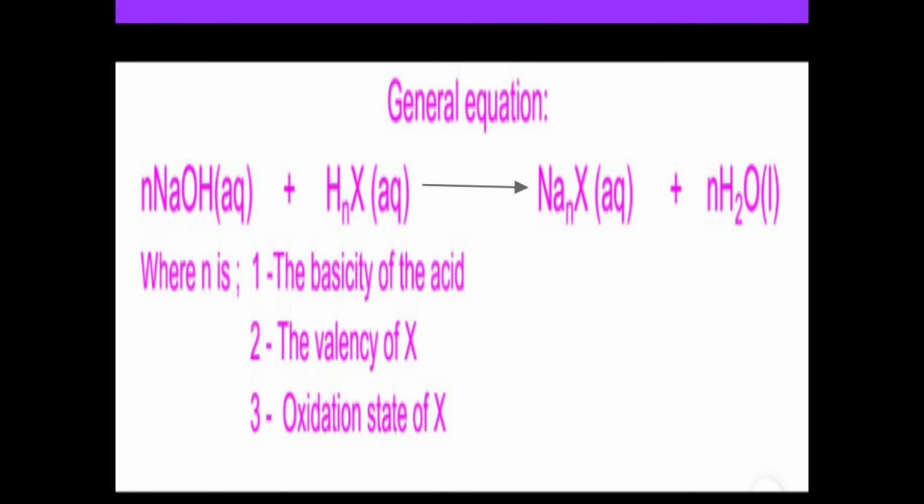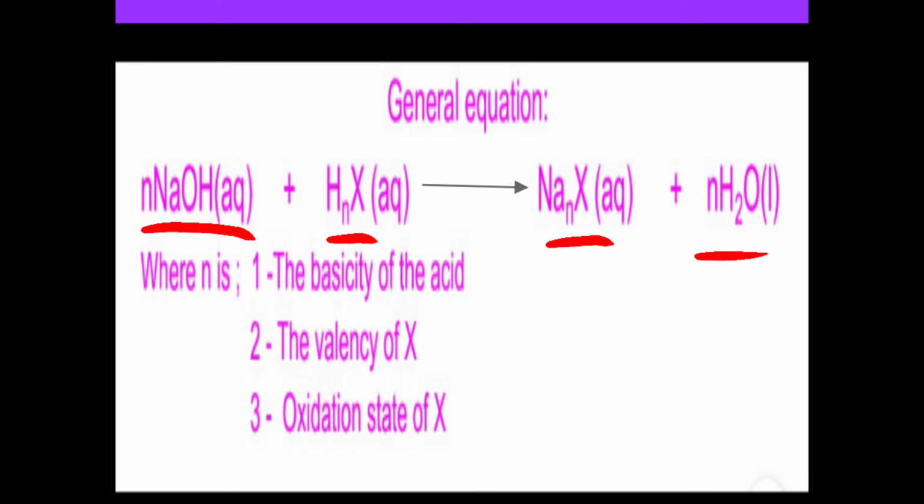Okay, now we can come up with a general equation like this one. Where you see N, that N is representing the basicity of the acid. If we begin with sodium hydroxide here, we are going to see an N. That N is representing basicity. When you go to the acid, there is an N. That N is still representing the basicity. When you go to sodium X, the N is still representing the basicity. When you look at water here, it is having N. That N is also representing the basicity.